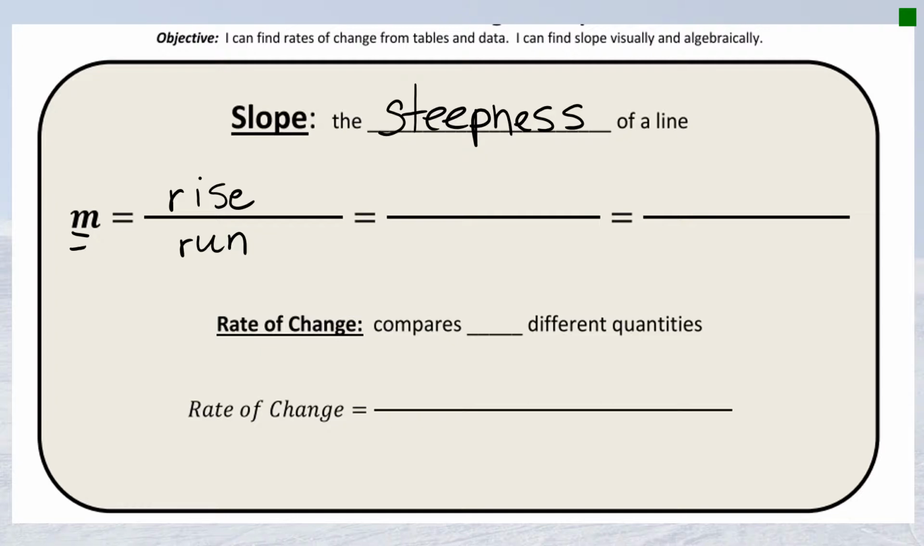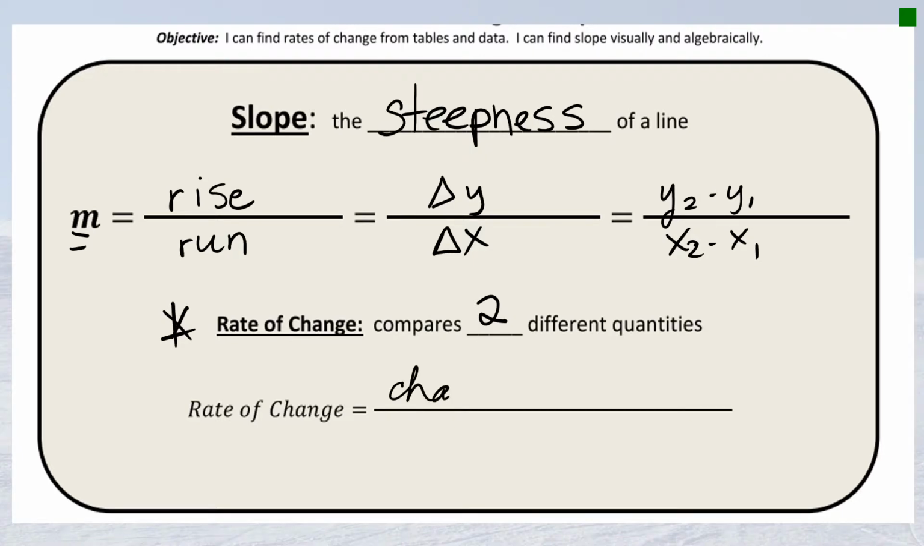In your science classes, sometimes you use delta y over delta x. That just means the change. So that's the symbol that they use, or we can simply say it's y2 minus y1 over x2 minus x1. So that's what we've got going on here. And so this rate of change compares two different quantities, and the rate of change is equal to the change in your y values over the change in your x values. So that's pretty much what slope is, and you probably had much of that before.